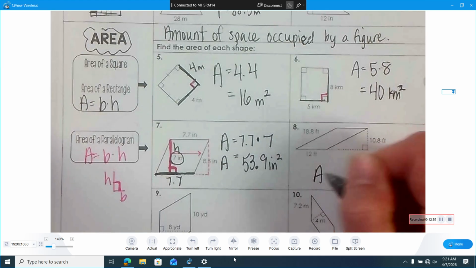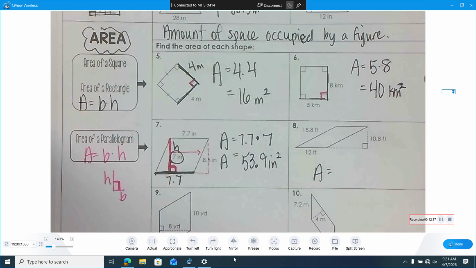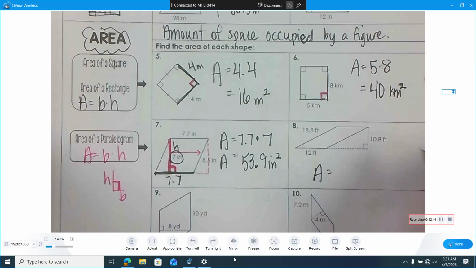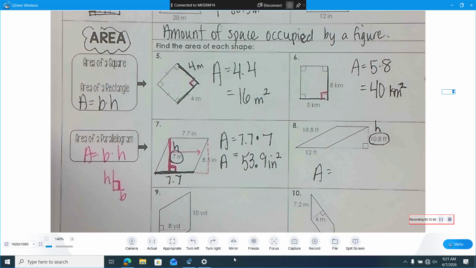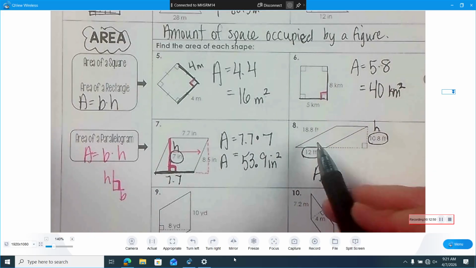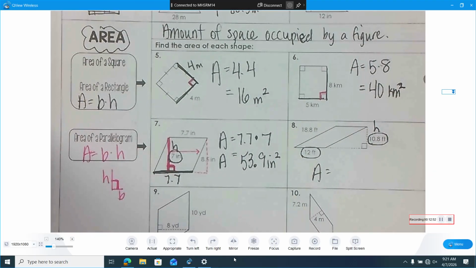Okay, so once again, we have a parallelogram. What's our height and what's our base? What's the height? 10.8 is the height. Very good. And what's the base? 12. Good. And what's the 18.8? It's a slant height. It's not very helpful. It's not the full height. It's just too slanty. It's weird.